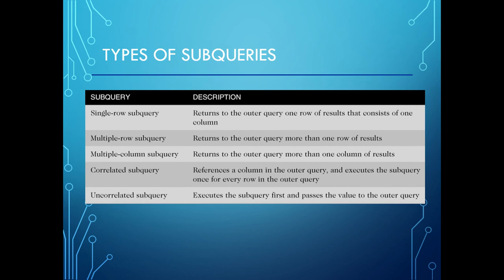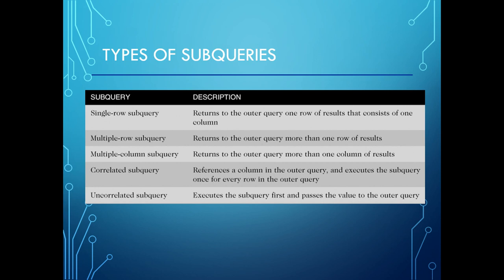There's a number of different types of subqueries. So there are single row subqueries, which return one column and one row of results. There are multi-row subqueries, which return multiple rows. Multi-column subqueries, so they could return multiple columns and multiple rows.